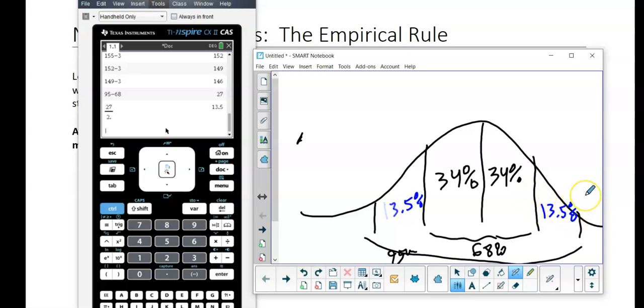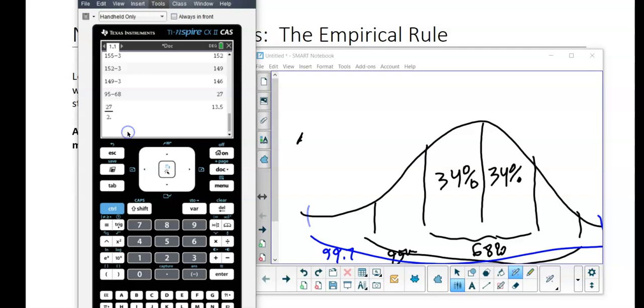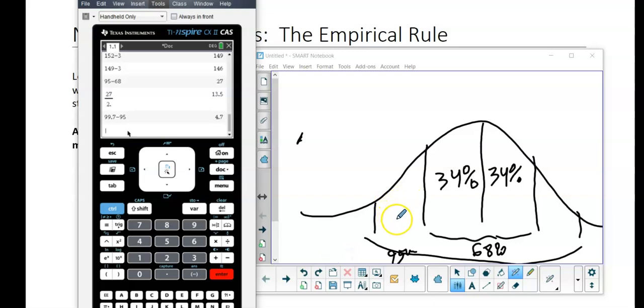I think this is helpful for you. It should be. And then within 3 standard deviations is 99.7%. So let's subtract that. So on our calculator, let's do 99.7 minus 95, so minus the 2 standard deviation amount. So 4.7 is in this third part there.